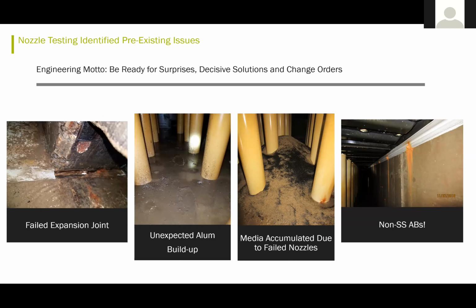So they found in the plenum area an unexpected amount of alum buildup in addition to the other debris that I mentioned previously. They also had areas where the silica sand and anthracite had entered the plenum through broken nozzles. And then they had some anchor bolts that were not stainless steel, they were carbon steel in that area as well.